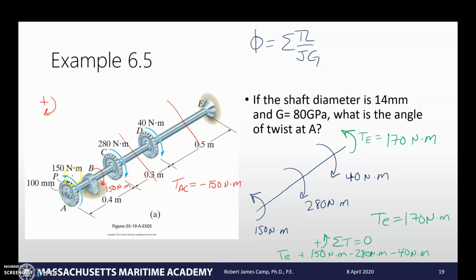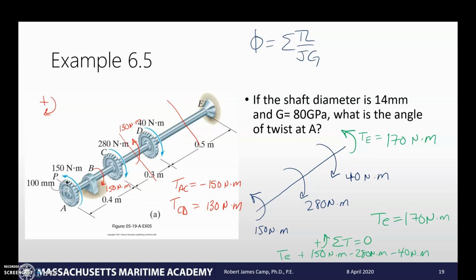I've got 150 going this way and I've got 280 going that way. That's going to leave me 130 newton meters. So if I do the cut, I've got 280 going this way and 150 going that way, which means that I'm going to need 130 going this way to balance everything out. That's going to be in the positive direction. So TCD is going to be 130 newton meters. So we're rolling in the opposite direction.